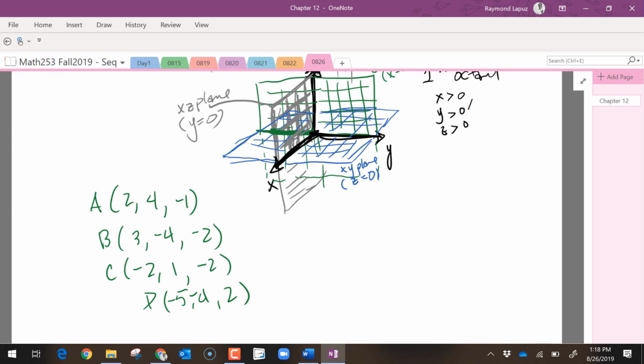Z is positive, so just looking at the X and the Y, X and Y are both negative. Okay? Are we good? Is that all crystal clear? All right, guys, thank you.